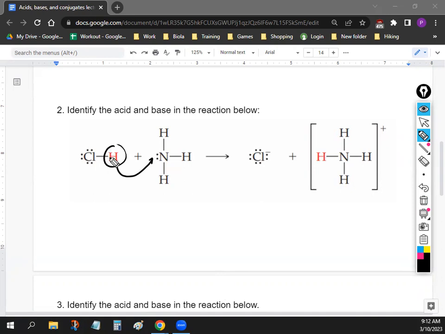So this one is the one that gave away the hydrogen. So the chemical formula for your acid is HCl, and this chemical received a hydrogen. So this is your base, which will be NH3. Okay. So that's going to be how you can identify those two.